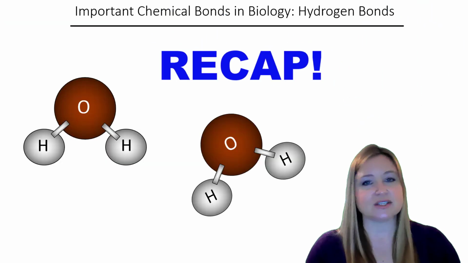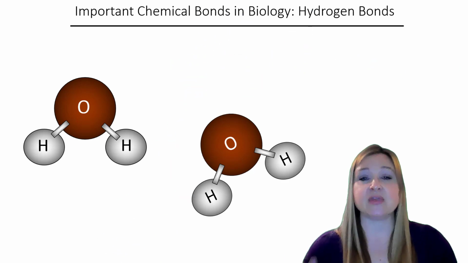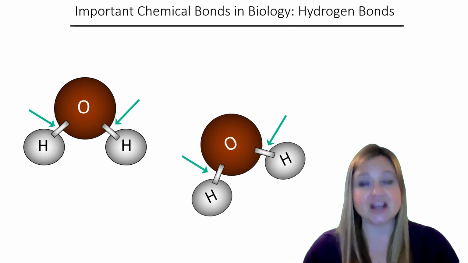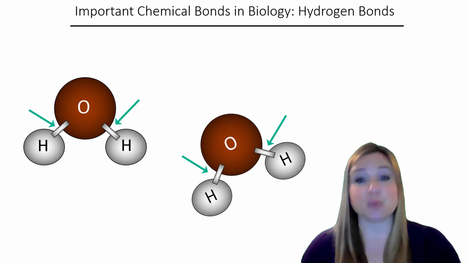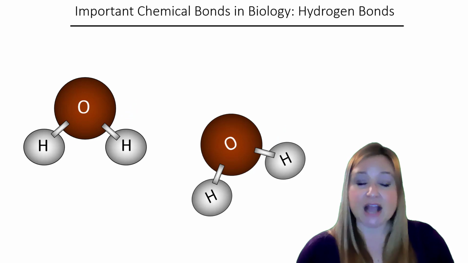And let's look again, just to summarize what hydrogen bonds are. Now remember, we have two water molecules here, and the water molecules are held together by polar covalent bonds. The oxygen and the hydrogens bond together using polar covalent bonds. Now, what are hydrogen bonds?